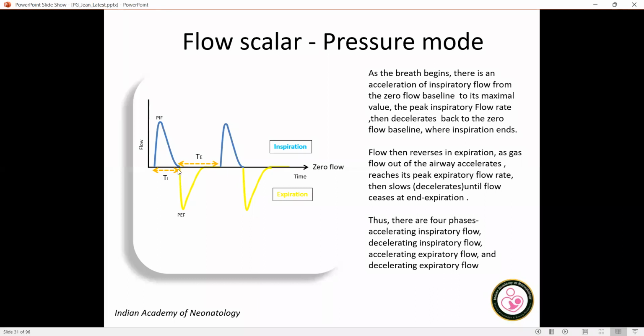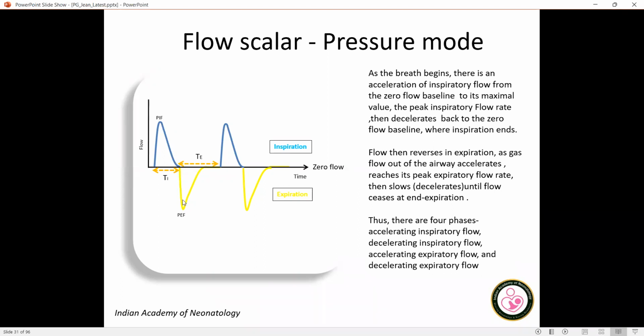Now again, coming into the expiration, we can see the flow is reversing. So flow again accelerates. The expiratory flow accelerates, reaches the peak expiratory flow rate. Then it again decelerates and reaches the baseline, reaching the zero flow state. From here to here, it is the TE, that is the expiratory time. So there is a peak accelerating inspiratory flow, decelerating inspiratory flow.